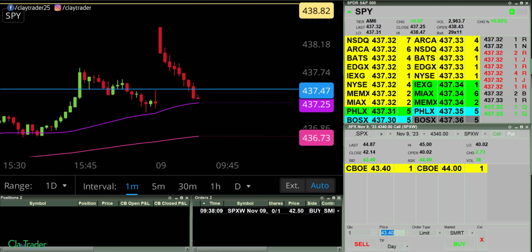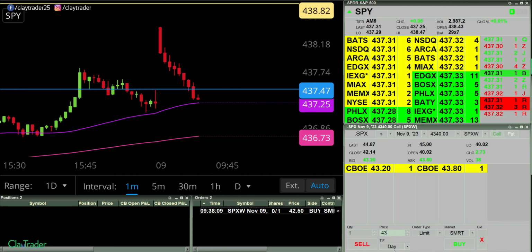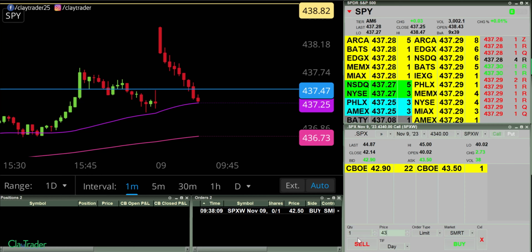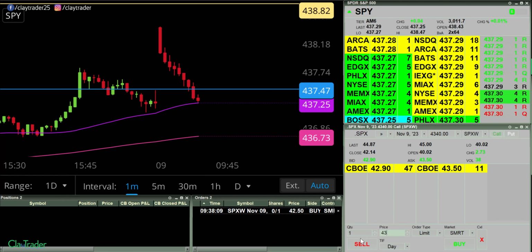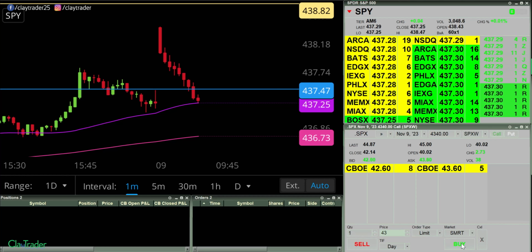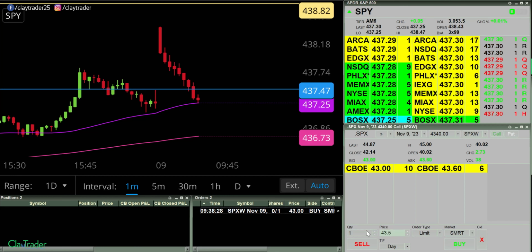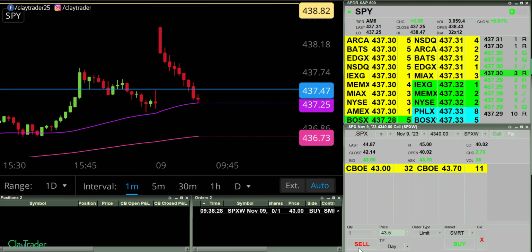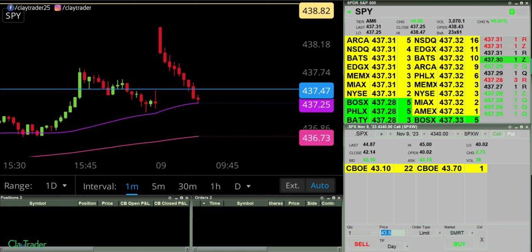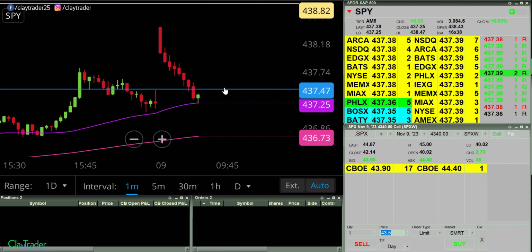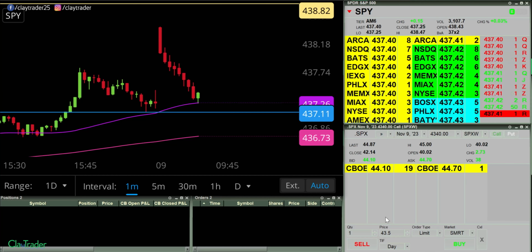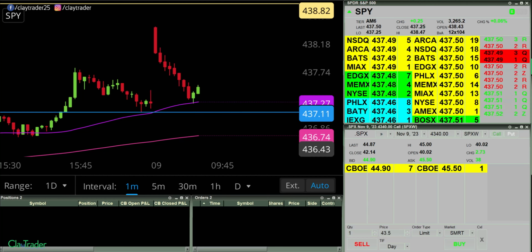Go to 42.50. So again, I just changed strike prices. That's why the price of the options contracts changed. Okay, gonna go for 43 now. Wow, just doesn't want to fill me there. All right, I'll pause. And there's the bounce.